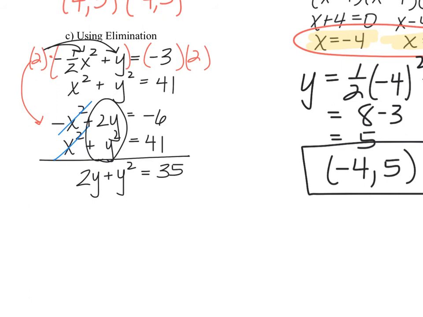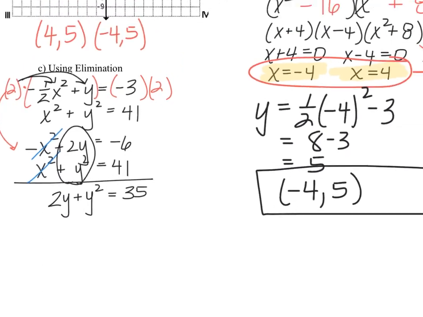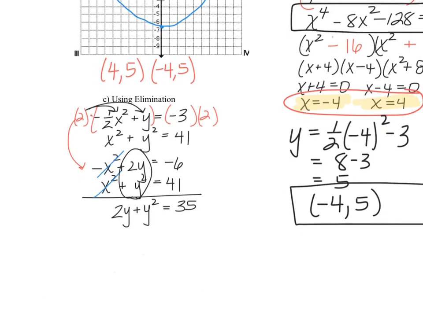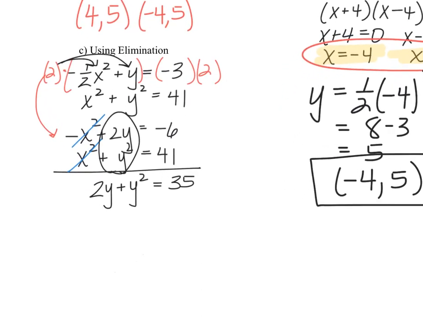So the reason why I like elimination in this case better than substitution is because now the equation that I have is degree 2. It's quadratic. Remember, when we solved this with substitution over here, the equation we ended up with was a degree 4 equation. And it's always a little bit more complicated when the degree is higher, when the degree is larger. So we're pretty comfortable with quadratics. That's what makes this elimination method pretty nice in this case.